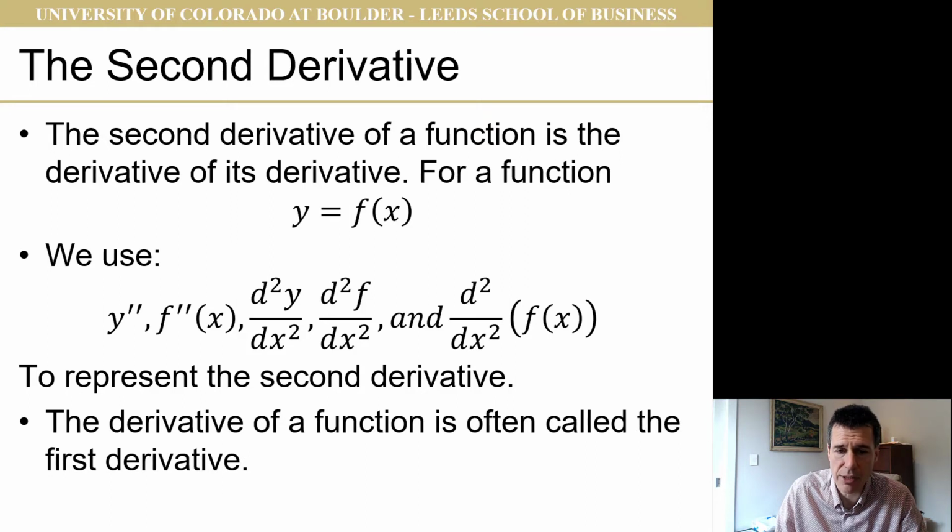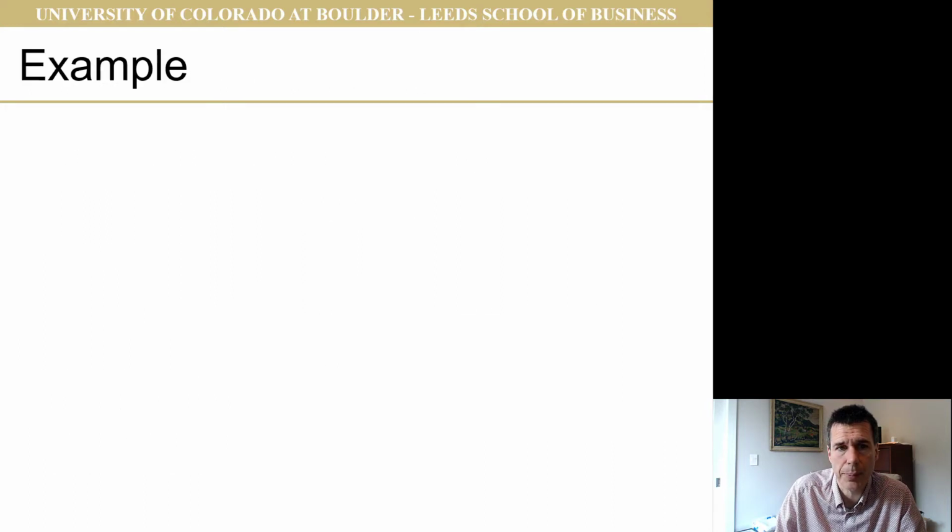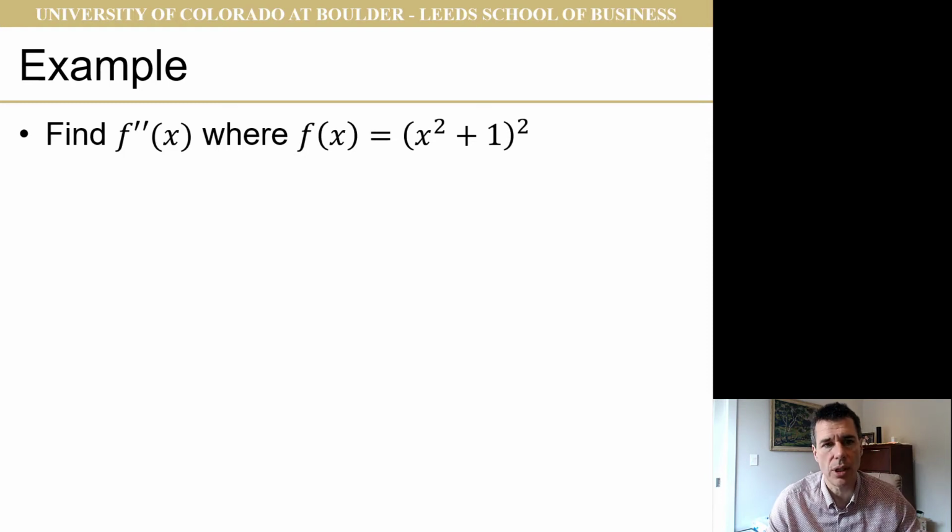Now the derivative of the function, as we learned last time, and I started using this terminology in the last video, is often called just the first derivative. For example, we want to find f double prime of x, the second derivative, where f of x equals (x squared plus 1) squared. Usually, and I've said this many times in this class, I don't want you to simplify things. Simplifying gives us another opportunity to make mistakes, so often it's easier or better not to simplify if you don't need to. When you're taking a second derivative, often you're going to want to simplify.